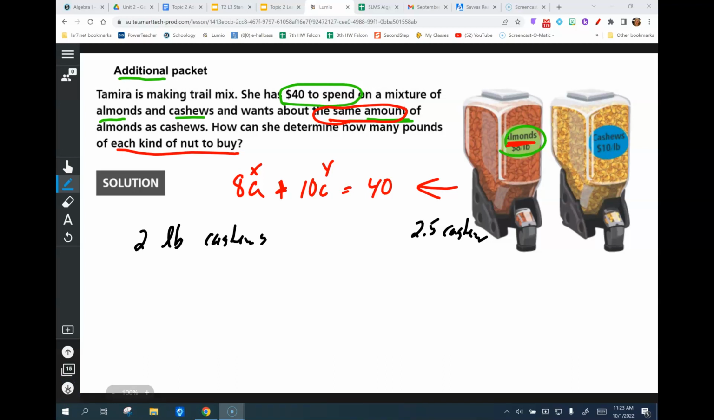So I'm going to just say that we have 2 pounds of cashews. That was one of our options. We're just going to plug that in and see what happens. So we have 8a almonds plus 10 times 2 is equal to 40. And we're going to actually solve for a to find out exactly how many almonds. So 8a plus 20 is equal to 40. We're just solving this equation.